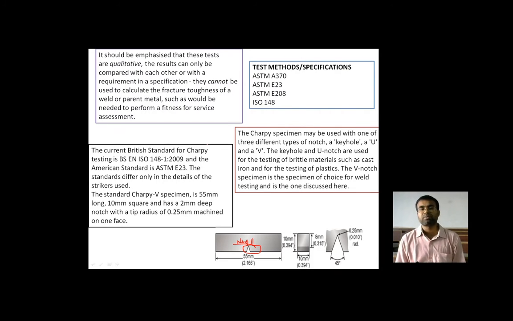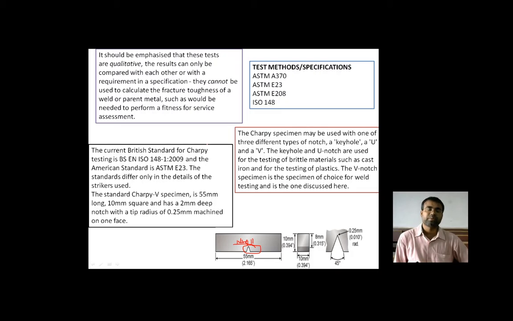The CHARPY specimen may be used with one of three different types of notches: the keyhole notch, U notch and V notch. These are the opening at that particular site, defined by the V shape, U shape or keyhole shape. The keyhole and the U notch are used for the testing of brittle materials such as cast iron and for the testing of plastic. That shape of notch is utilized for this.